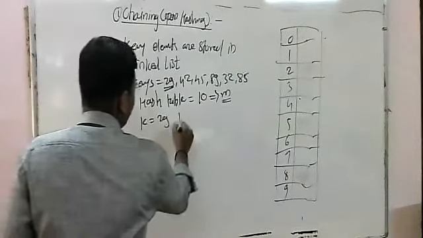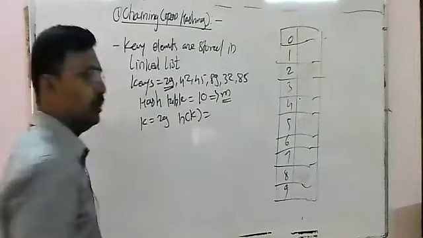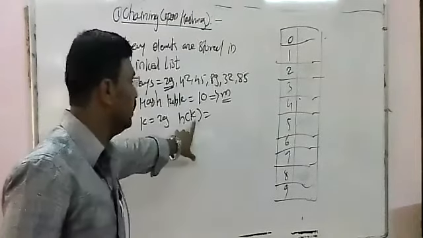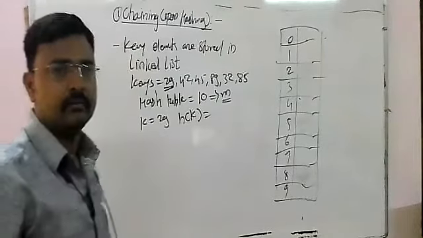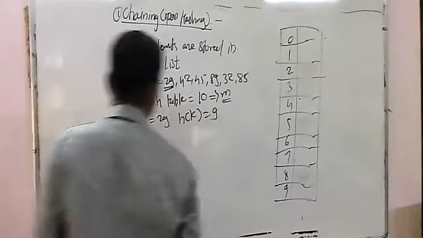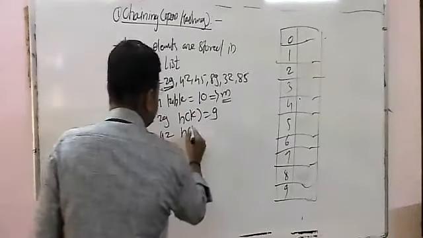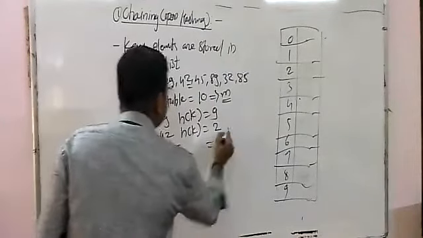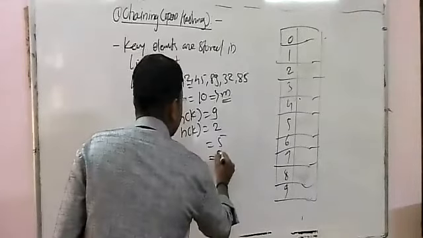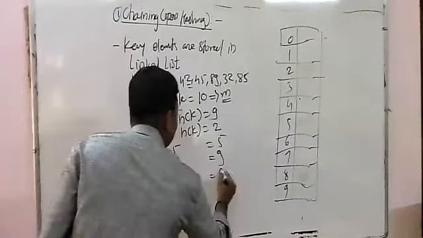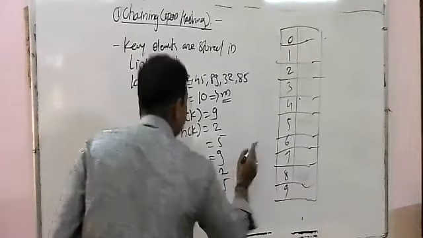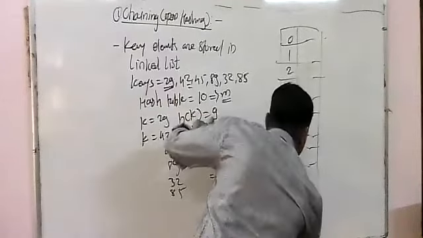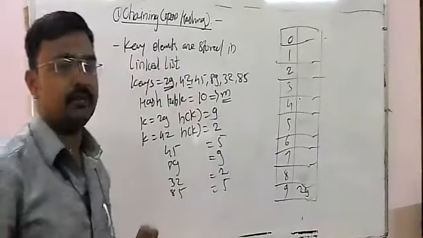Now, k is equal to 29. What is the h of k using modulo division? Using modulo division, what is the hash value for your element k? 9. Good. Okay. If k is equal to 42, what is the h of k? 2. Right? Then 45 is 5. 89 is 9. 32 is 2. And 85 is 5. Okay. Now see, 29 is stored at position 9.